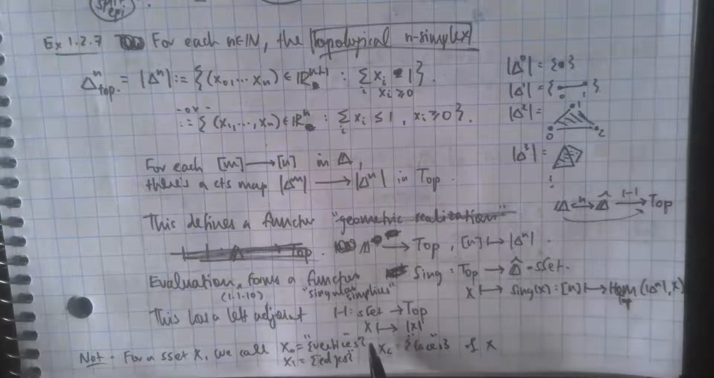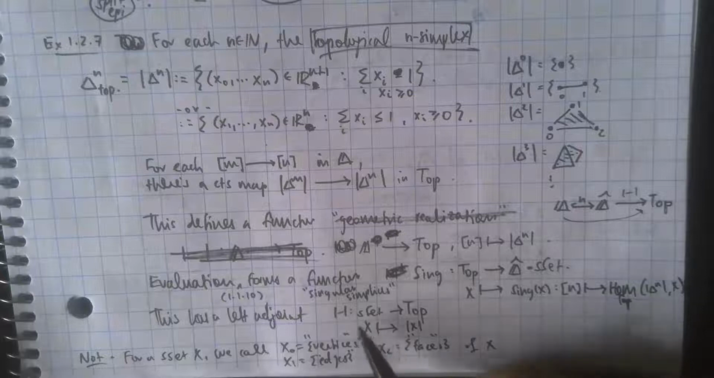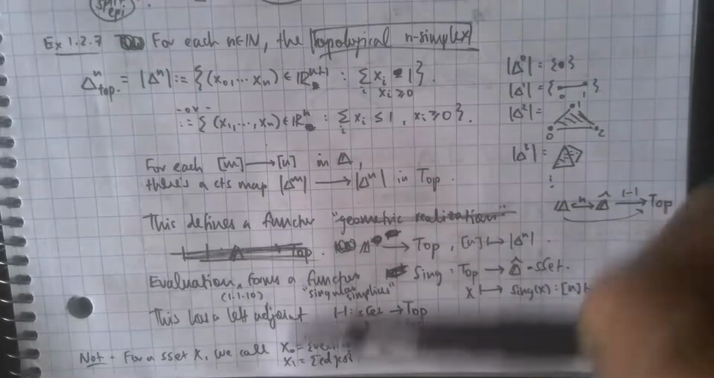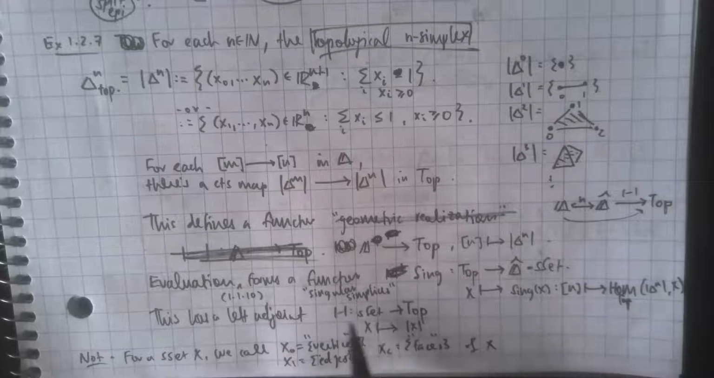Now you can see the way this is defined. Notation for a simplicial set X: we'll call X0 the vertices or points of X, X1 the edges, and X2 the faces of X. The reason we do that is informed by the connection with topological spaces. Under the geometric realization functor, it'll send these to points of the space, these to paths in the space, and these to two-dimensional faces in the space.